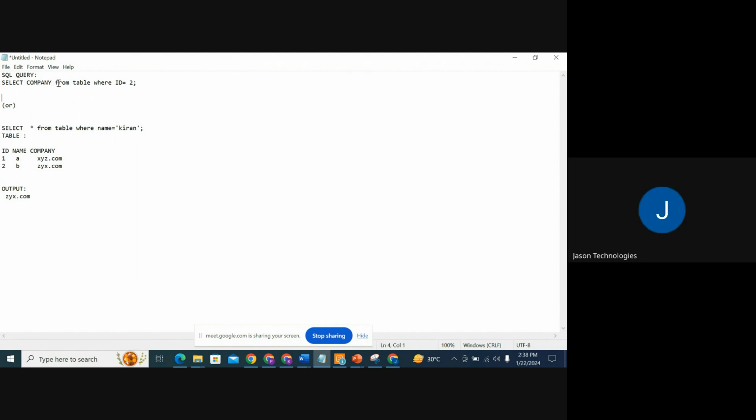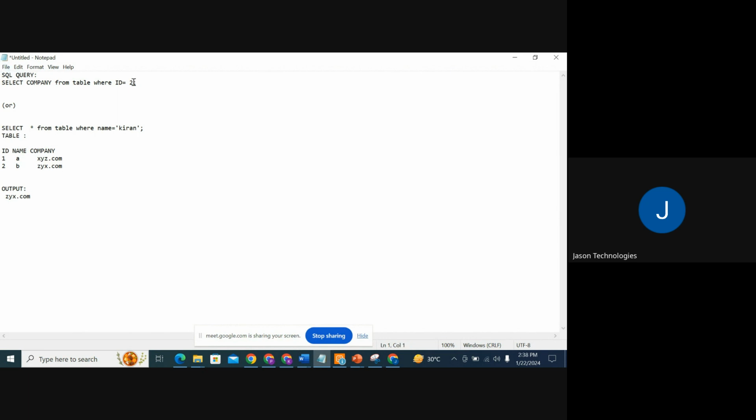Select company. Then the SQL server will go to the table and check the company from the table name where id equals 2. It goes to the company and checks id equals 2. If it matches, then it will retrieve only the company name, which is zyx.com. So this is some sort of basic SQL query.